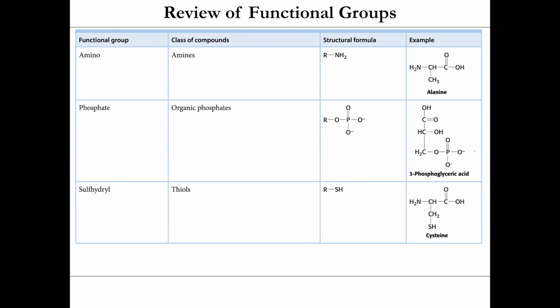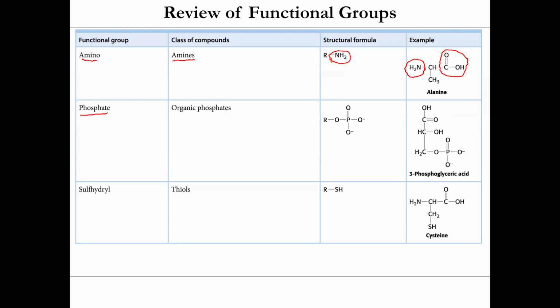Next, we have the amino functional groups, and the class of compounds that would contain these are amines. These do obviously come into play with amino acids. The structural formula is NH2. They can also accept protons, which would make them NH3 positive, carrying a positive charge. An example of this would also be alanine or any other amino acid. They have this amine group here and this carboxylic acid group here, which is where we get the name amino acid.